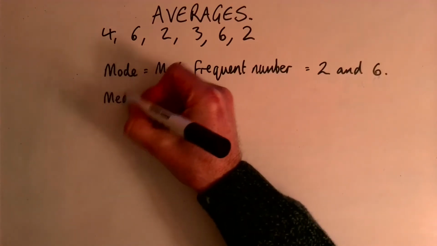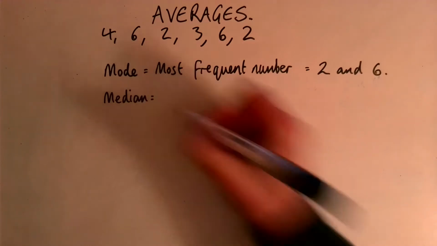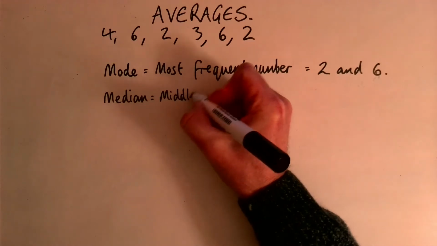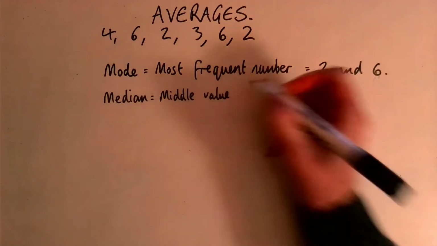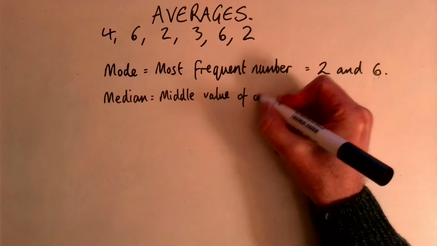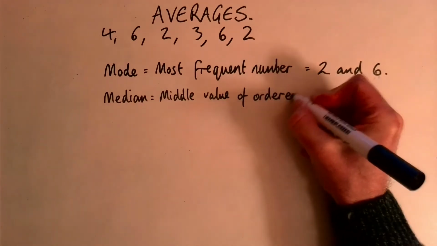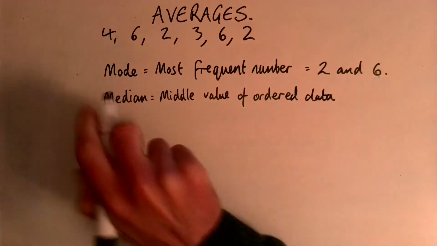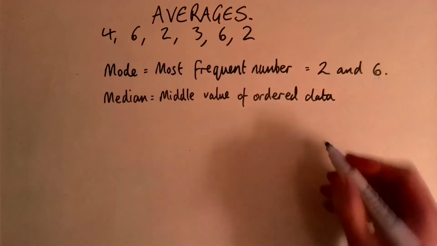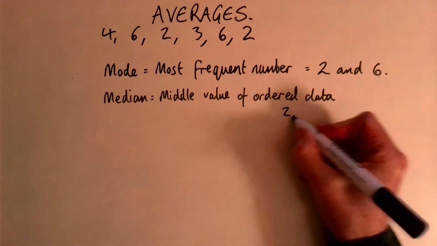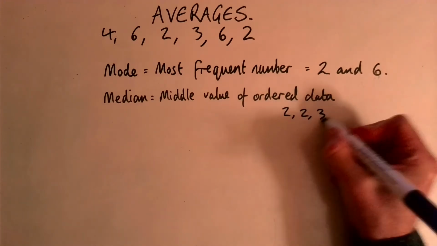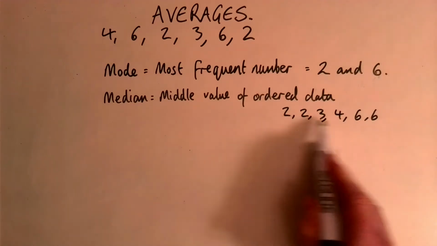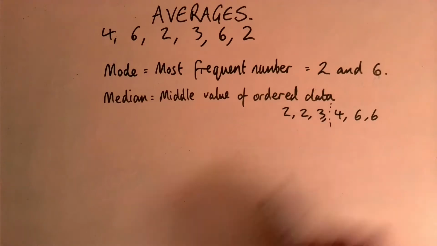Next one, the median. That is the middle value of ordered data, or an ordered set of numbers. So the first thing we would have to do to get the median value here is put them in order. So we've got 2 2s, a 3, a 4, and 2 6s. Now the middle value is actually going to come down there.